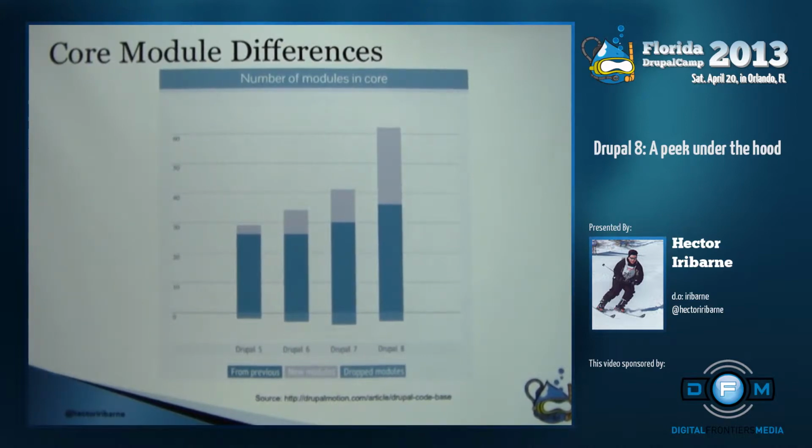So I'm going to go through some slides here to give you a perspective. This is a slide that shows you how many modules are in core, from Drupal 5 all the way to Drupal 8. As you can see, the new modules were in gray. 8 has a lot of new modules. So that gives you a perspective of the changes from release to release as far as the number of modules in the distribution.